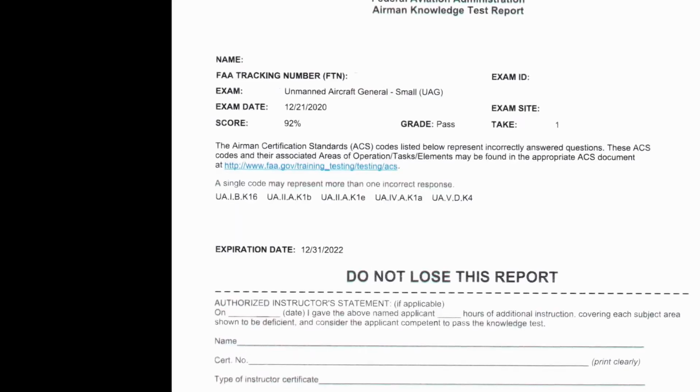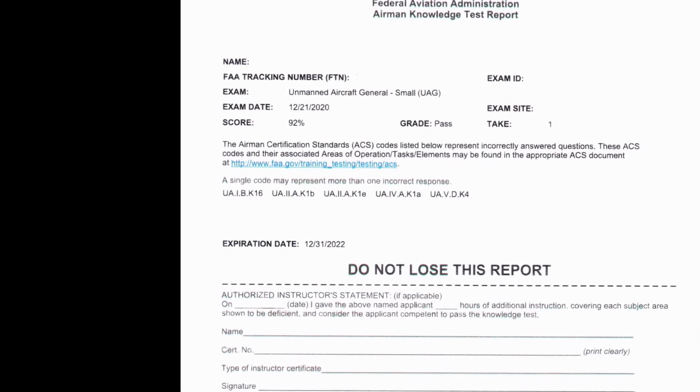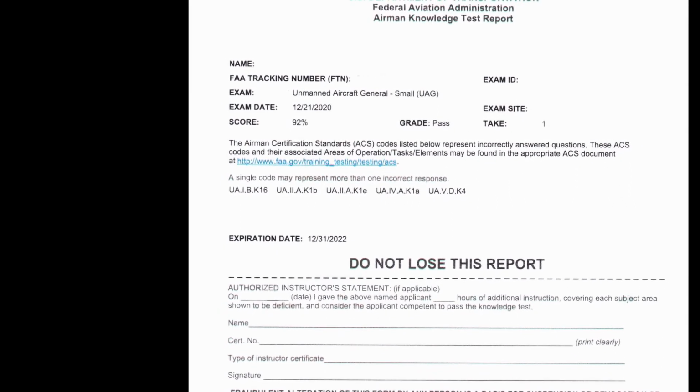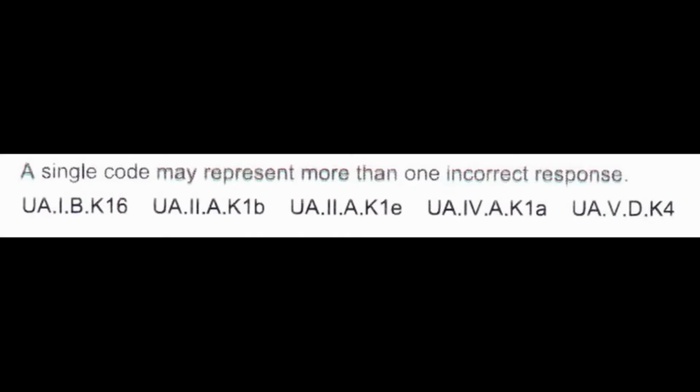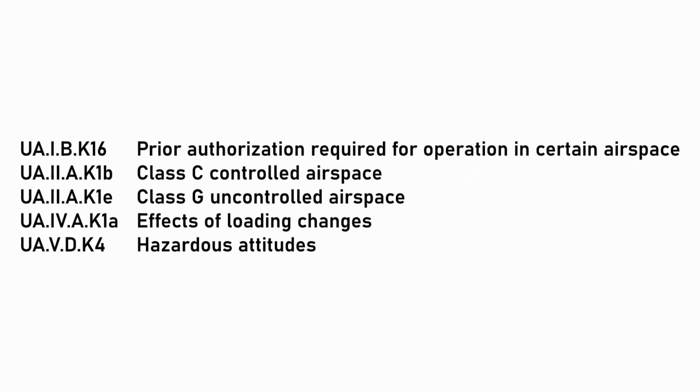As a follow-up to my previous two videos about the Part 107 FAA exam, today I want to go over what questions I think I got wrong. At the end of the exam, you're given a report, and on this report are the codes in the sections where you got questions wrong. In my case, there were 5 categories. Using the FAA reference URL, I was able to look up each of these categories.